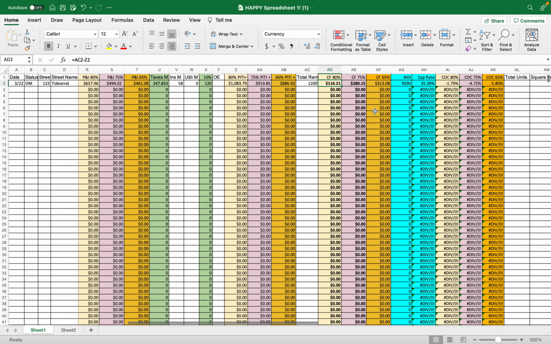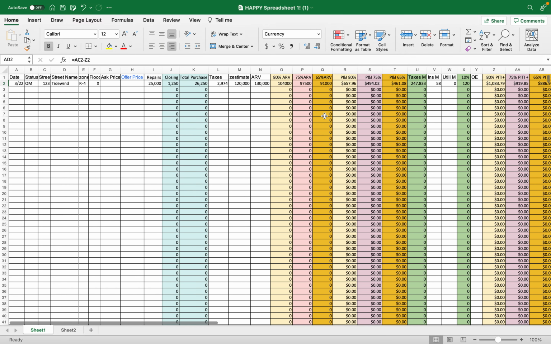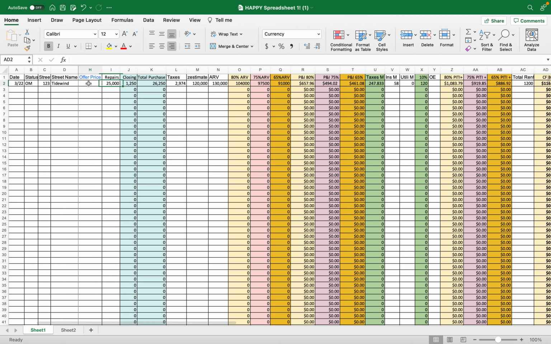Well, if we go back here and look at the property, if we purchase it right here, we have 75%. So we haven't put a price yet. So we need to do that first. So right here is $97.5.